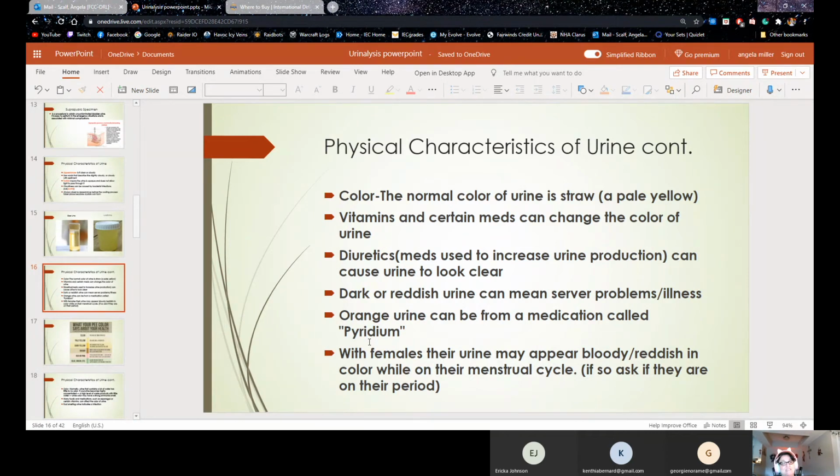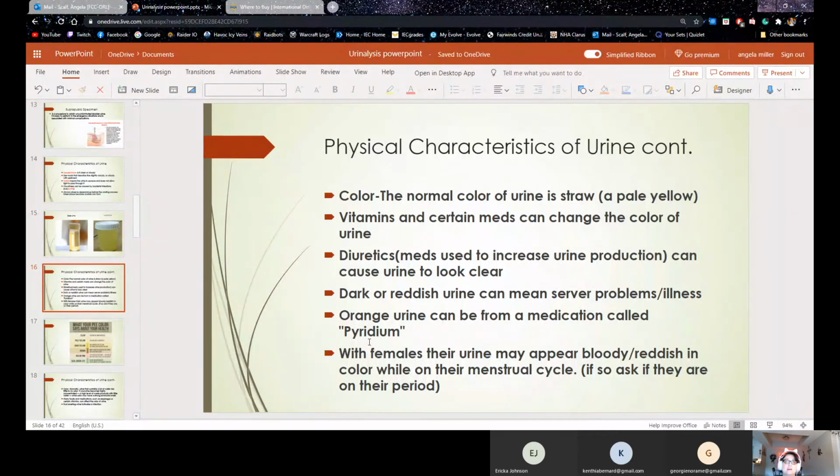But the side effect is, because it's a dye, it turns the urine either bright greenish blue or bright orangish. So it's like, where the heck did they get that color? But that's what it's from.